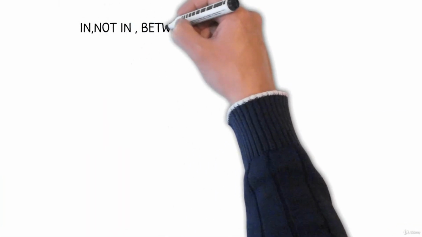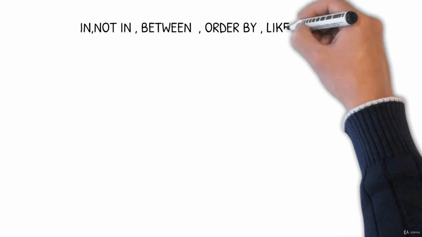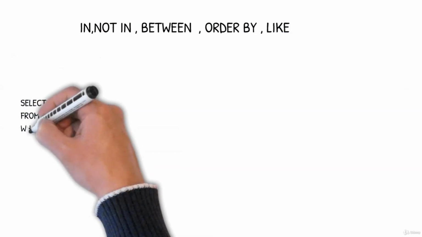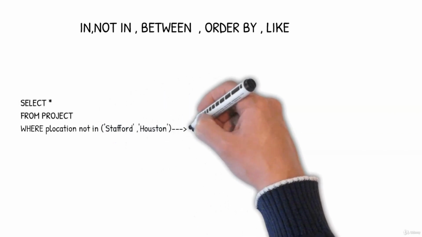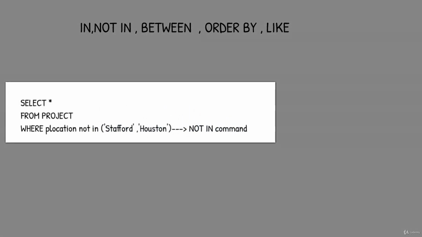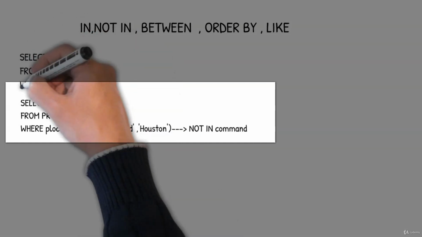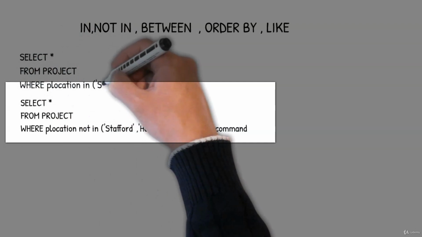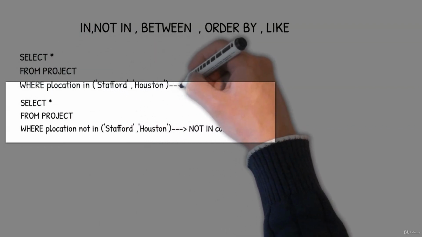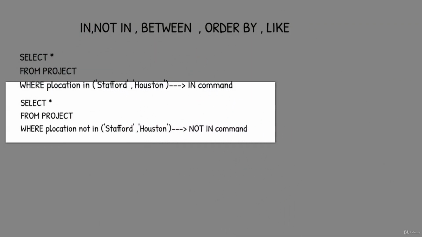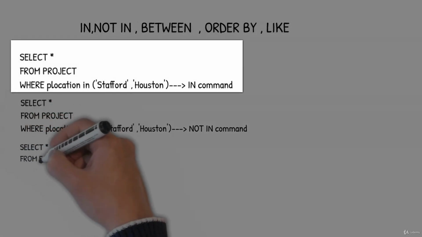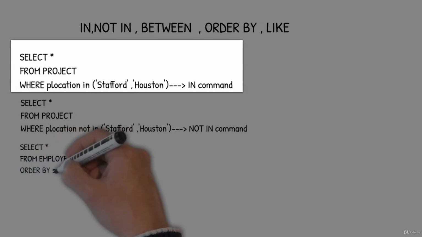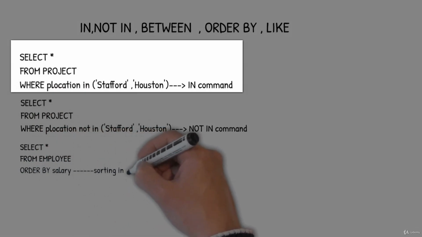We will now go through some basic functions given by SQL. First is in and not in, between, order by, and last we'll go through like. My query here is select star from project where P location not in Stafford and Houston. This query is going to return all the projects whose location is not in Stafford and Houston. For not in, close by the bracket, we have to provide the values. The other query, select star from project where P location in Stafford and Houston, returns all the projects whose location lies in Stafford and Houston.